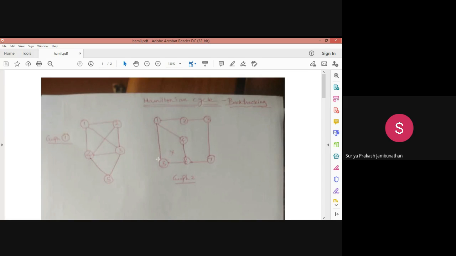Okay. So the Hamiltonian cycle concept is we have to start from the first vertex, visit all the vertices, and reach back to the first vertex. So that is the Hamiltonian cycle. In this, we should not visit the same vertex again. If you are visiting the same vertex twice, that does not come under a Hamiltonian cycle. That is the main concept.